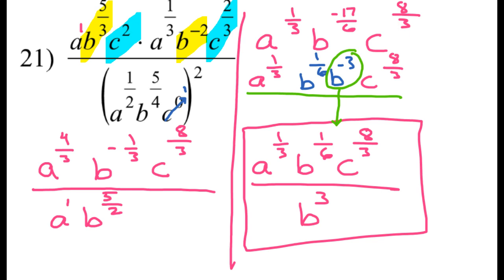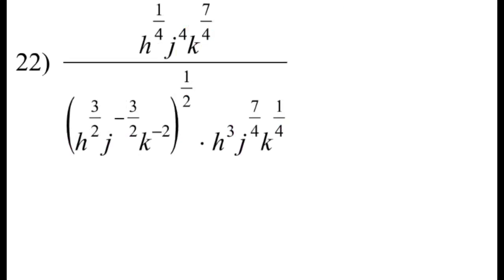Okay, let's do one more problem. Alright, number 22. Looks like a monster. There's nothing to do in the numerator. There's only one of each. So I'm just going to copy that down the way it is. So in the numerator, I've got h to the 1/4 power, j to the 4th power, and k to the 7/4 power. Nothing I can do with that.